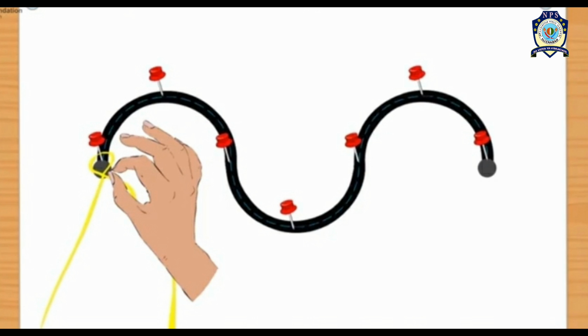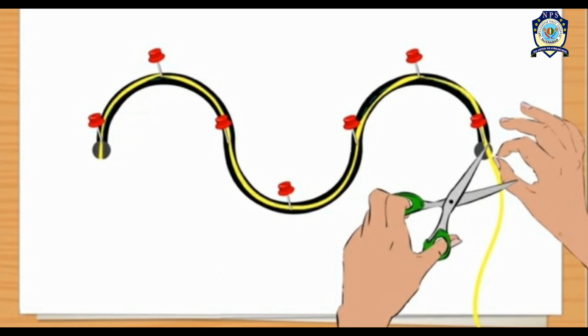Now I am going to place the pins on it at the different positions of the curved line from top to the end. I will tie the thread on the one corner of the curved line, and I will continue tying up the thread to all the pins from the starting point to the ending point. As you can see in this picture, I had placed the thread from the starting point to the end point, and I'll just cut off the thread at the end point.